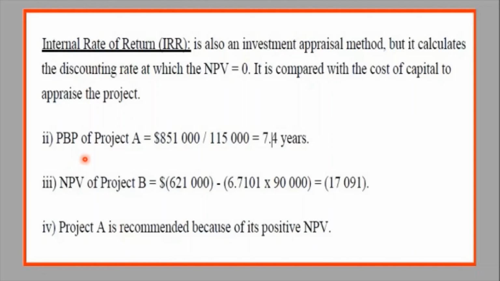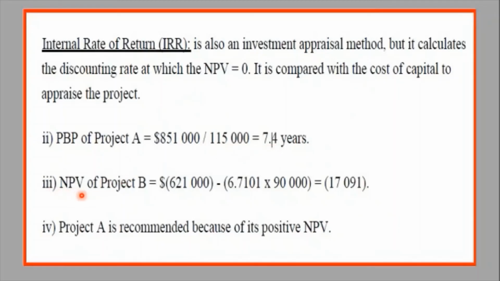Now, part 2 required the payback period of project A. At this stage, you may want to pause the video and go back and look at the data. You will notice this is the initial cost divided by the annual return. This is in fact an annuity, divided by 115,000, giving 7.4 years.